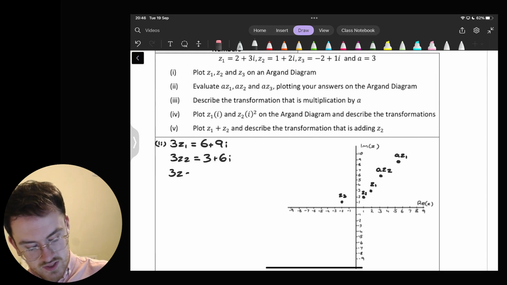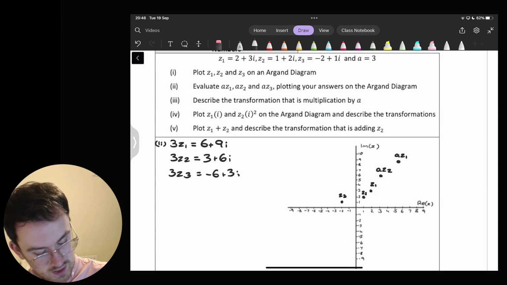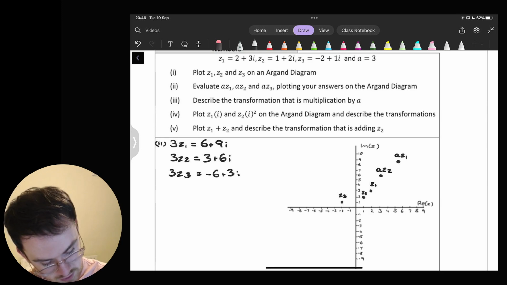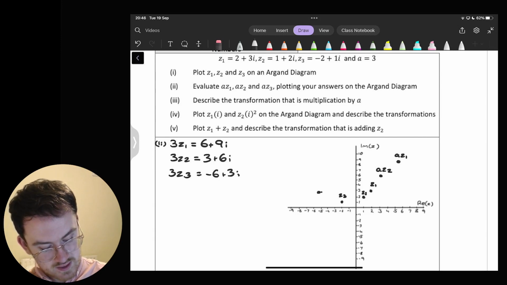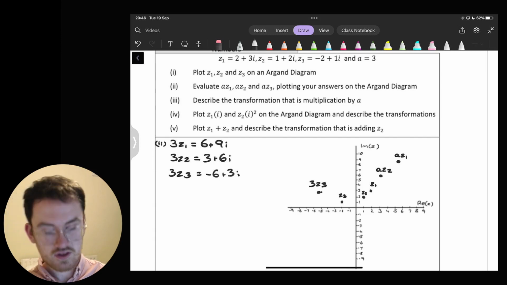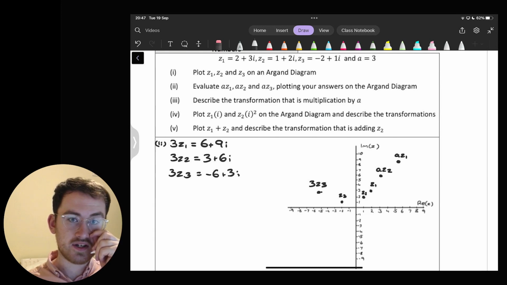And then again for Z3, the same thing happening again. So we get minus 6 plus 3i, go across to minus 6, up to 3i. And that gives me my 3Z3 there. Okay, so we've plotted in all those numbers.